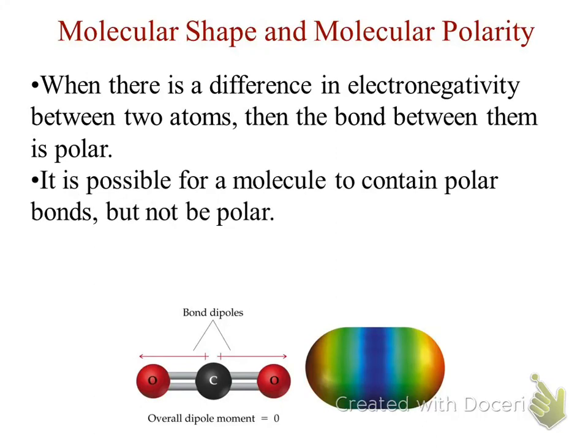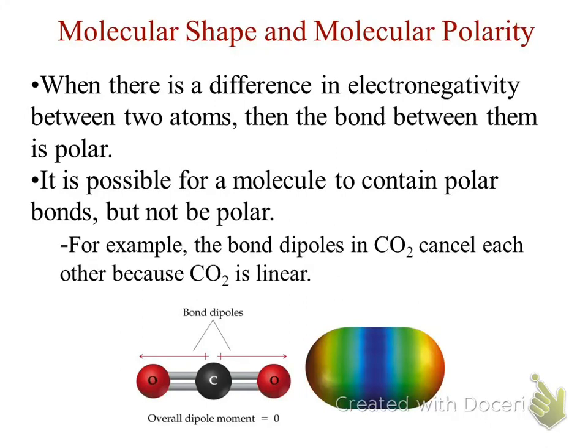Now, while we still have this idea going, we're going to take it a step further and look at it in terms of molecules. Before, we just looked at single bonds. Now, it's possible for a molecule to contain polar bonds and still not be polar. One of our good examples is given here at the bottom with carbon dioxide.